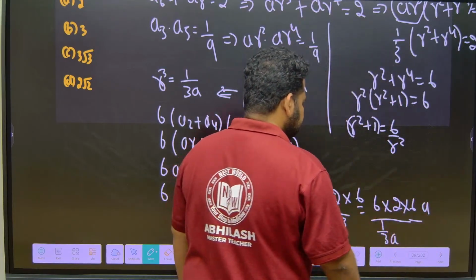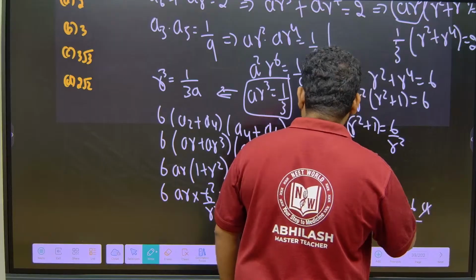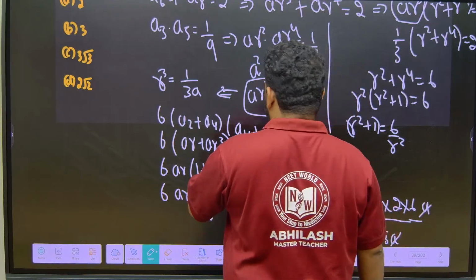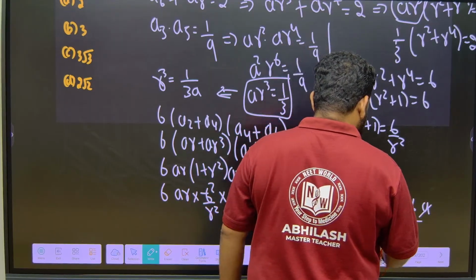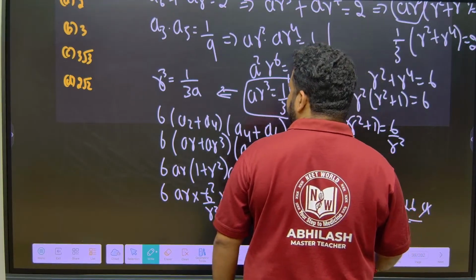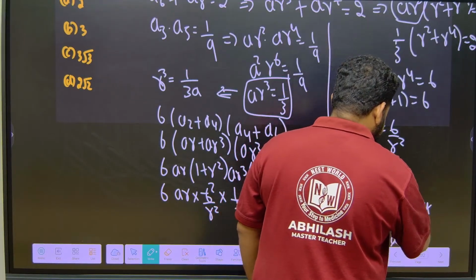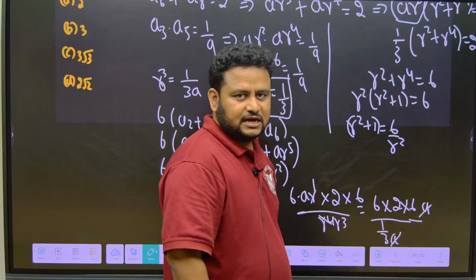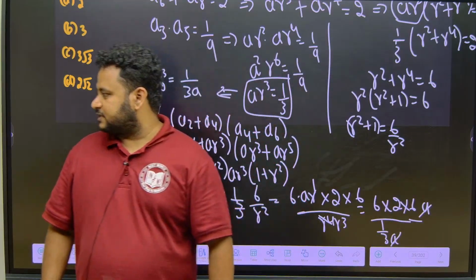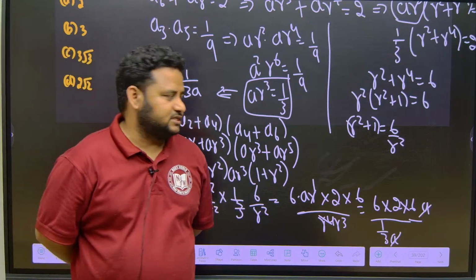Now, what will happen? This a and this a get cancelled, this 3 will go up. Further if I take this up, this will become cancelled, I will get the final answer. That is it, very simple.